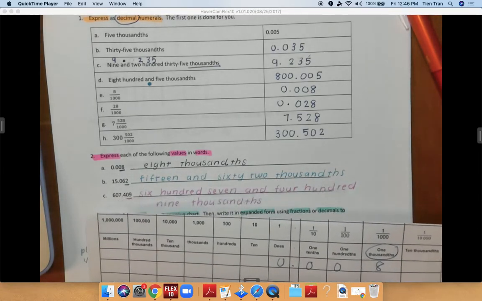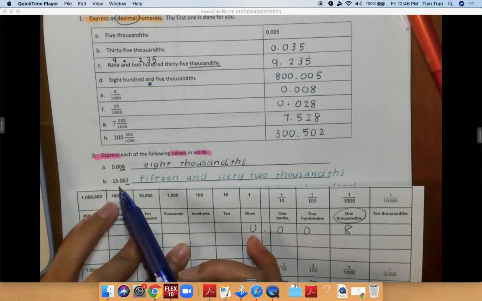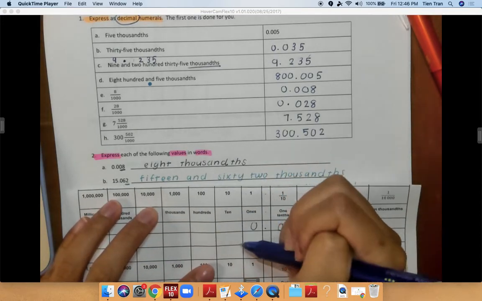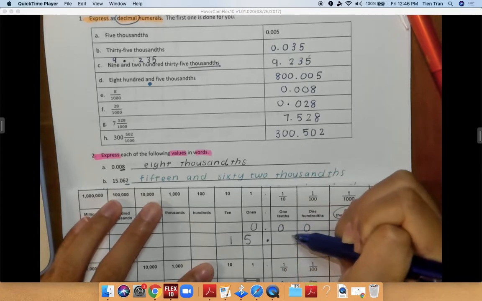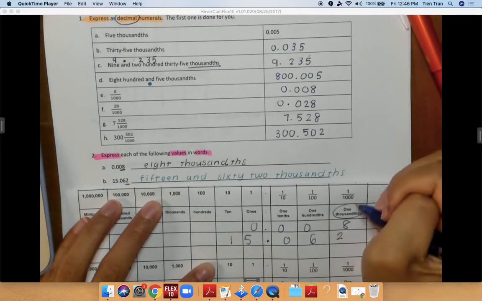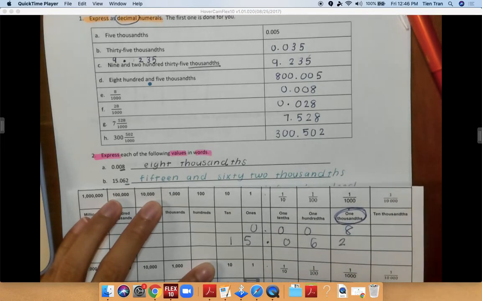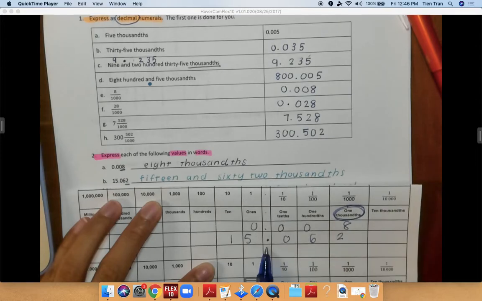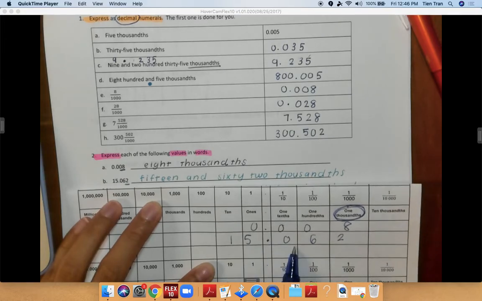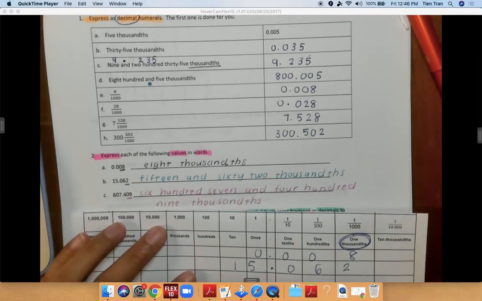Okay? For problem B, you have 15 and 62 thousandths. So I'm going to plug in that number so you can clearly see it. The 2 ends in the thousandths place again. 15 is read regularly as 15. The decimal is always read as "and," and you have 62 thousandths. That means there's nothing in the tens place, so that's why there's a 0 right there.